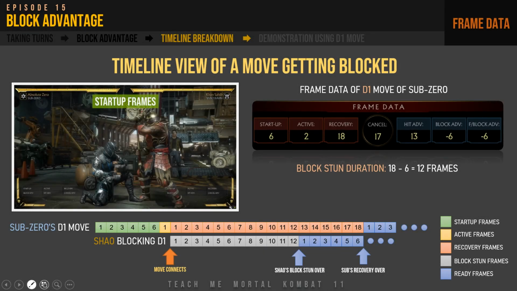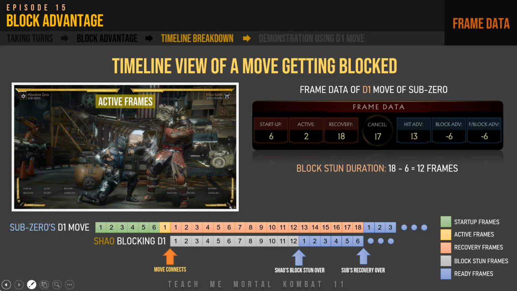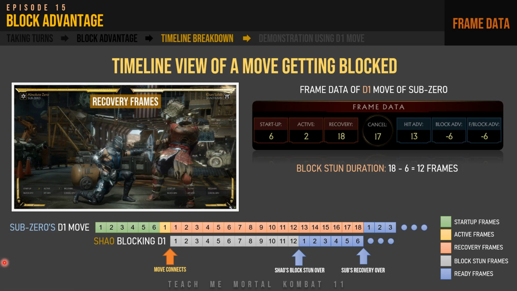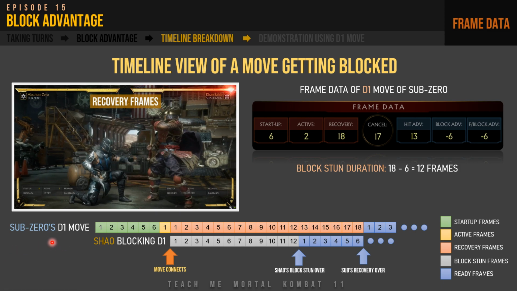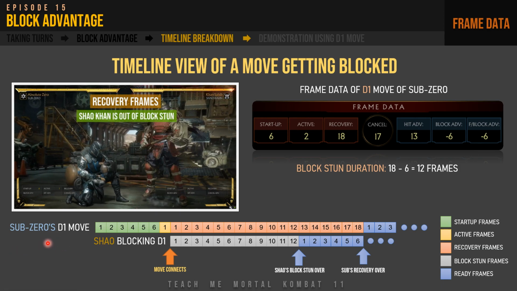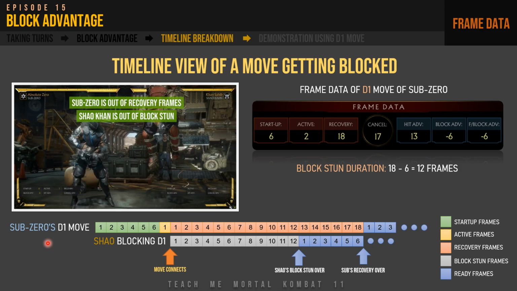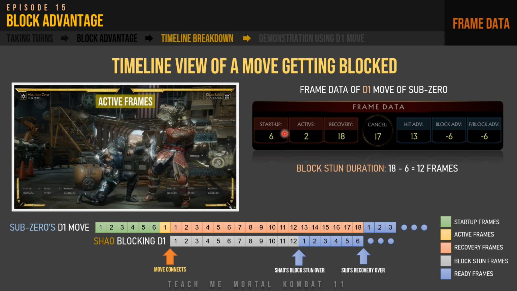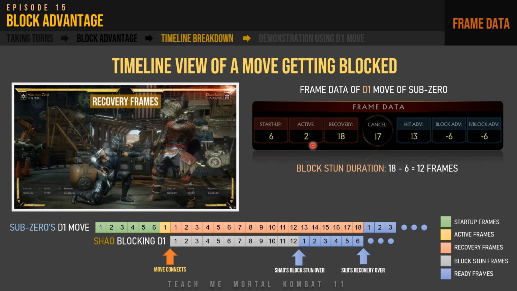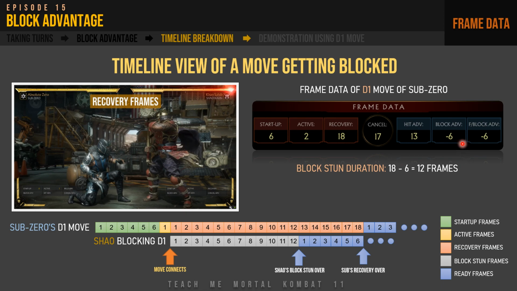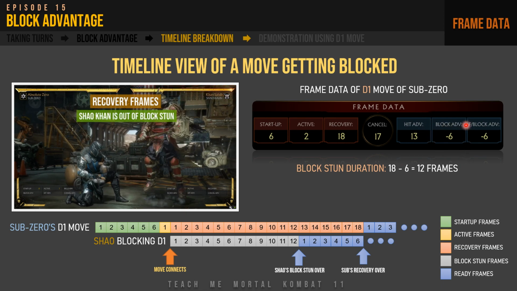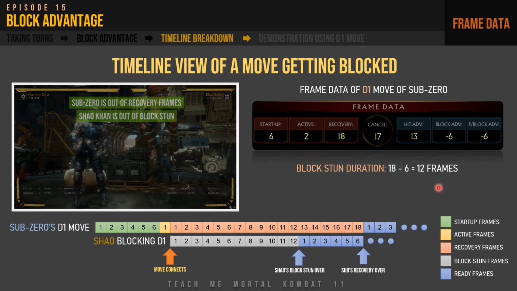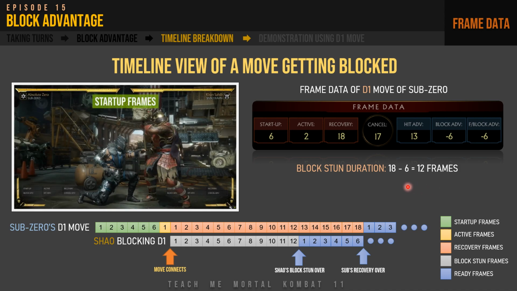Now, to better understand the discussion we did in the last episode about block advantage and taking turns, let's consider a timeline view of when a move connects with a blocking opponent. For our demonstration, we will be using Sub-Zero's down 1, which is the fastest move in the game, having a startup of 6 frames. It has 2 active frames, 18 recovery frames, and a block advantage that is -6, meaning that if correctly blocked, it will enable the defender to recover 6 frames earlier than the attacker.